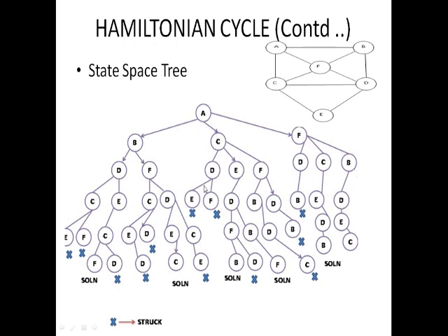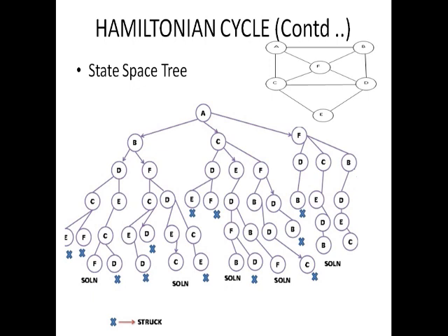A, C, D, E. F and B are not visited. That is not considered as the Hamiltonian cycle. A, C, D, F. Here B and E are not visited. That is not considered as the Hamiltonian cycle. A, C, E, D, F, B. A, C, D. We didn't get any solution in this path.